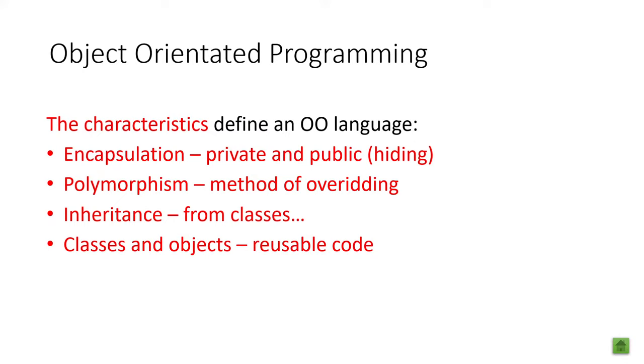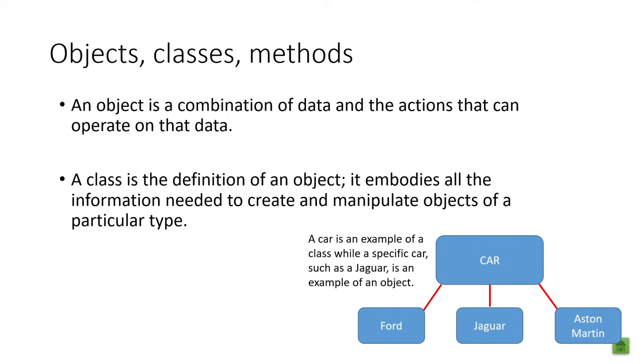So, reusable code. And if you're ever asked for a definition of a class, you need to use the word template or blueprint. Okay, they are the words that you need to access the mark scheme. We have something called abstraction as well, which is the removal of complexity. And there we are. So objects, classes, and methods.